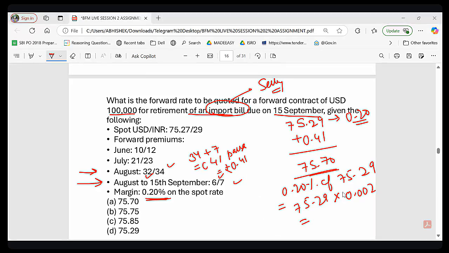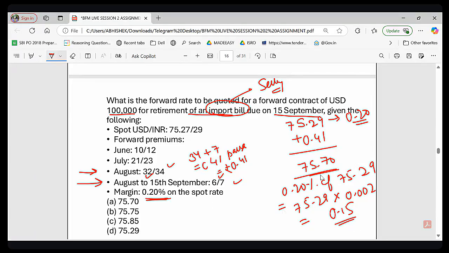Yes, it is to be taken from the spot rate, absolutely correct. We will take 0.20% of the spot rate. Spot rate is how much? 75.29, right? So you calculate 0.2% of 75.29, and approximately you will get 0.15. Please calculate it. You will get 0.15, right?